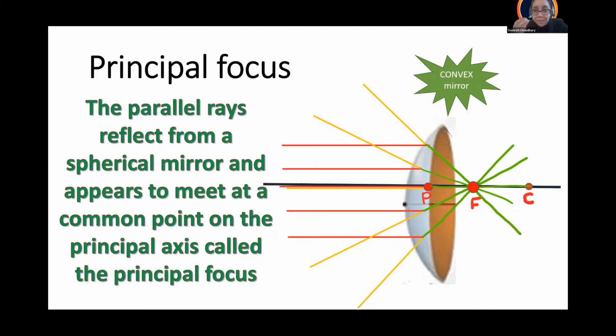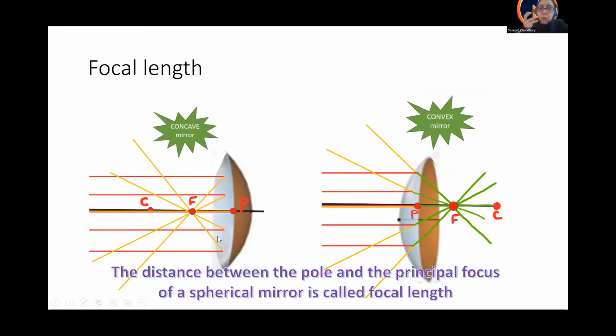So both the meetings are happening, but one is in reality and one is virtual. Okay, so this is the focus. Now, what is focal length? If you have understood focus, the focal length is very easy. Focal length is the distance between the pole and the principal focus of a spherical mirror.